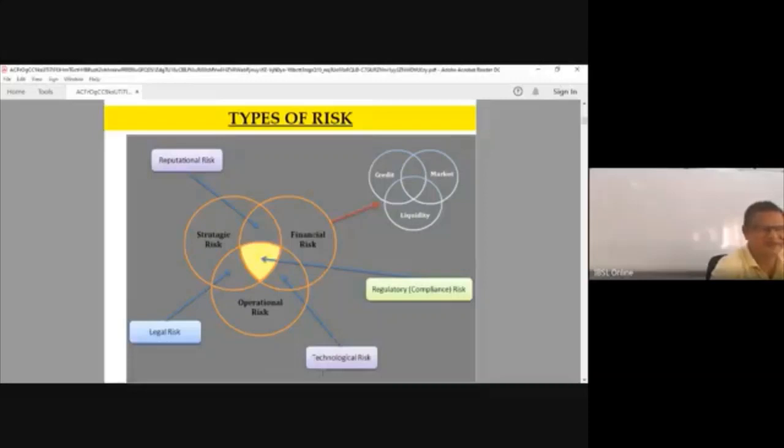Finally, we come to our major area. A bank is a financial institution. Financial institutions have financial risk. Now, under that financial risk, there are three parts. Financial risk could occur from credit. That is, you take money from your depositors and you lend, and those borrowers didn't pay you, you will be subject to credit risk.